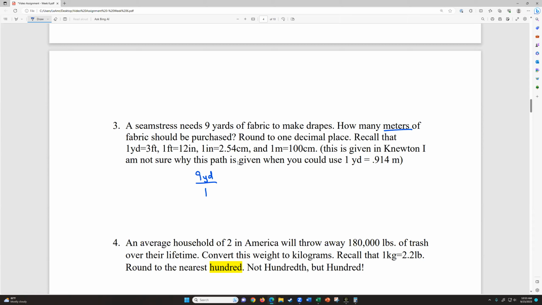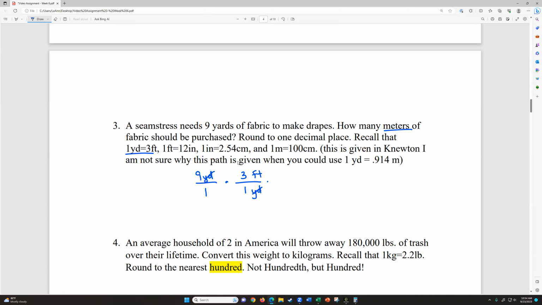We want to know how many meters. So we're trying to get yards to meters. And instead of using this one directly, let's go through the path that Newton gave us. So I want to get rid of yards. And the directions they gave me is that I can convert yards to feet. Okay, so let's go ahead and put our numbers in. 1 yard is 3 feet. Yards are gone.